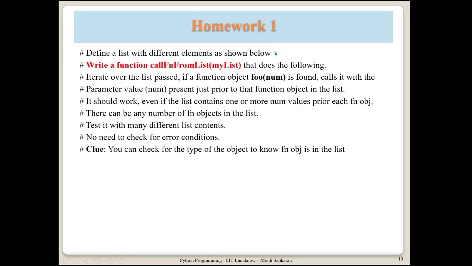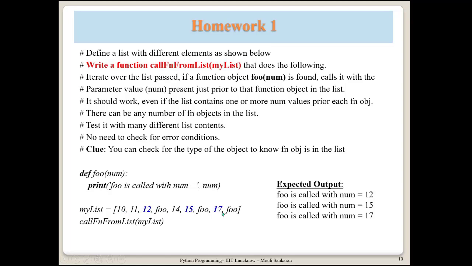Define a list with the different elements as shown below, something like this: some integers and some function objects. The function is the same function. Def foo is called with num. I am passing a parameter to it, and then it prints the value of the number it got. Now what I want you to do is write a function called f1 that runs through my list. This is what you are supposed to implement.